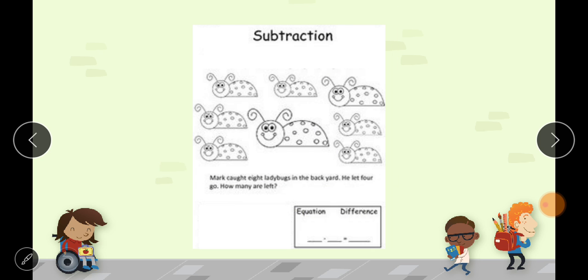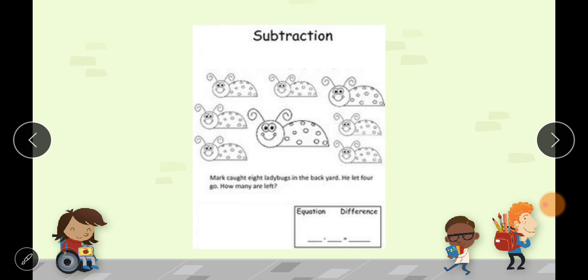Let's move forward. Mark caught 8 ladybugs in the backyard. He let 4 go. How many are left? Let's count the ladybugs Mark caught. 1, 2, 3, 4, 5, 6, 7, 8. 8 ladybugs, and we're told that he let 4 go. How do we show that he let 4 go?